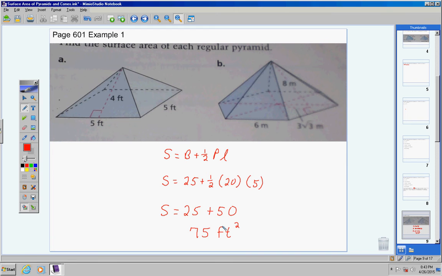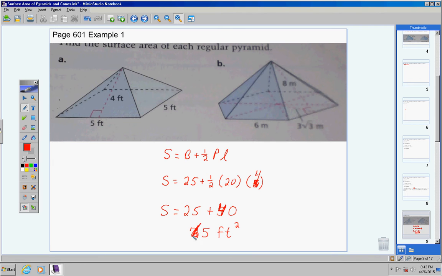Now, I think I made one mistake. Yes, I did. I just caught it in the book, and I apologize, guys. Very sorry. The slant height is 4. I'm not sure how I could mess that up. It's right here in front of me, but I do apologize. So this would be 40. 1/2 times 20 times 4 is 40, and this would be 65.